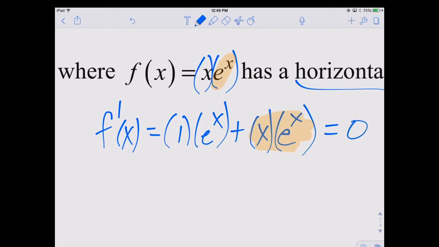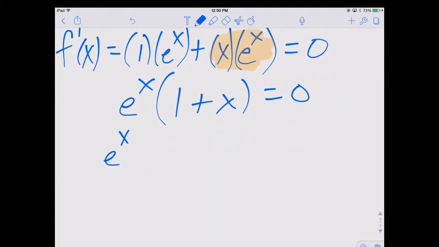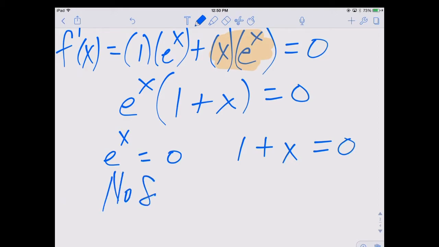Of course, once we set something equal to 0, our goal is to factor it. In a math class, that's what it means. So we factor out the e to the x, and we get 1 plus x. And of course, then I would set each of them equal to 0. And for what value of x is e to the x equal to 0? No value of x is. e to the x has a horizontal asymptote at 0. So this little piece has no solution. And 1 plus x is 0 when x is negative 1.